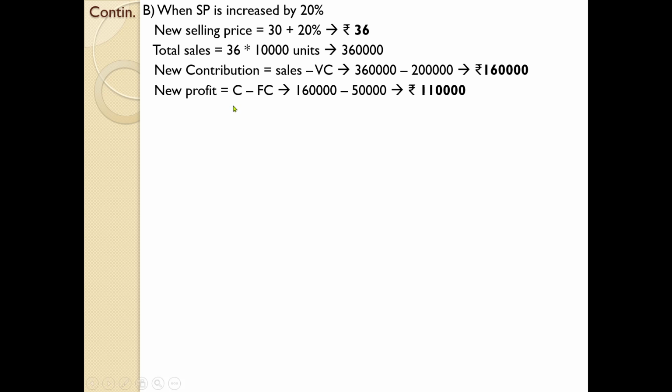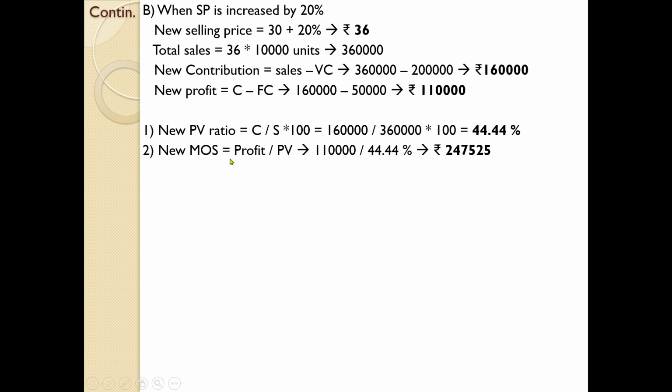Next one. New profit equals contribution minus fixed cost. Contribution is 1,60,000 minus fixed cost. Fixed cost remains the same, whatever the production or whatever the activity. New profit is 1,10,000. Next one, new PV ratio is contribution by sales into 100. New contribution is 1,60,000 divided by new sales 3,60,000. So new PV ratio is 44.44%.